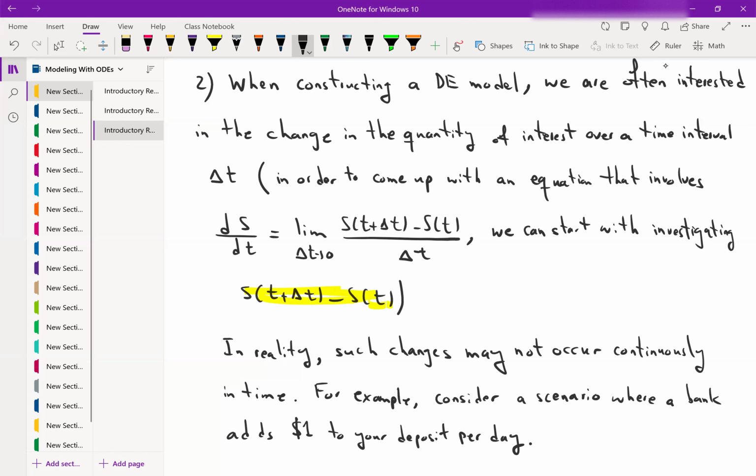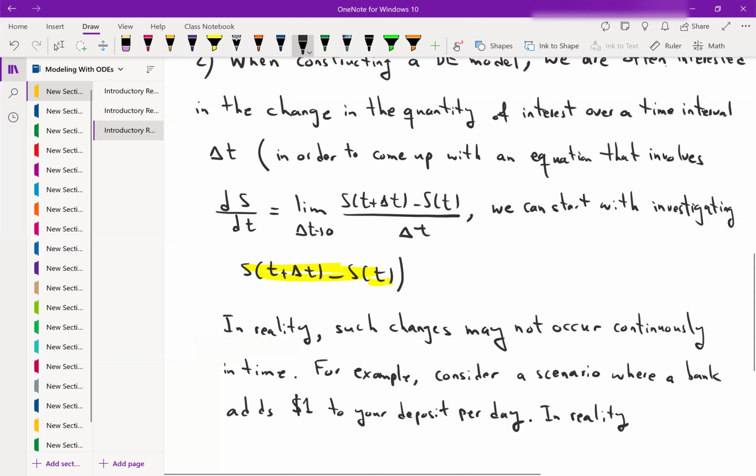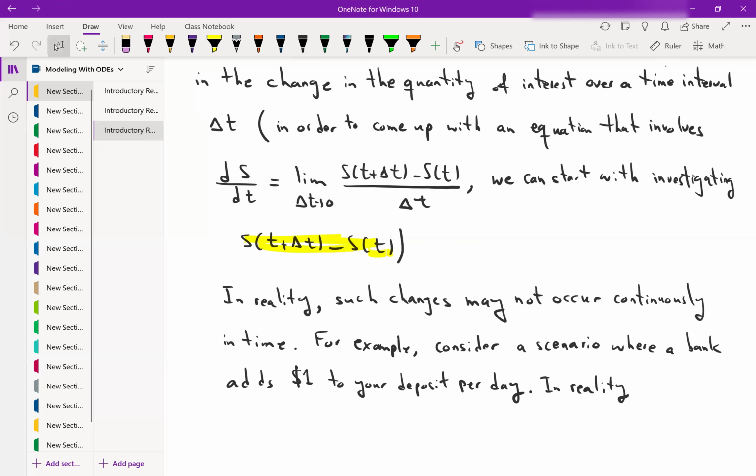So in reality, obviously, there is a specific time during the day where the bank adds that $1, right? In reality, there is one specific time during the day where your deposit will change. The amount that you have deposited in the bank changes. So in reality, the addition of $1 does not happen continuously throughout the day.